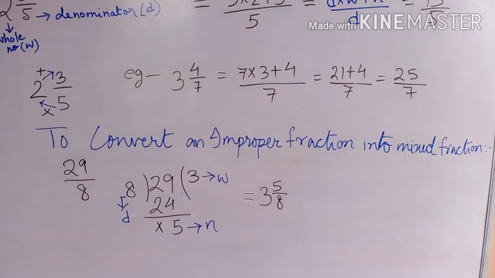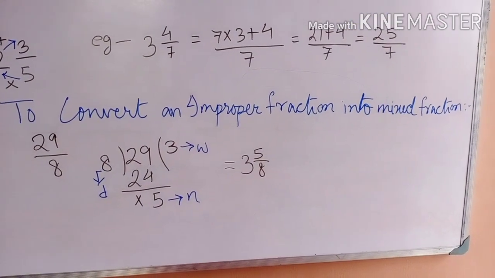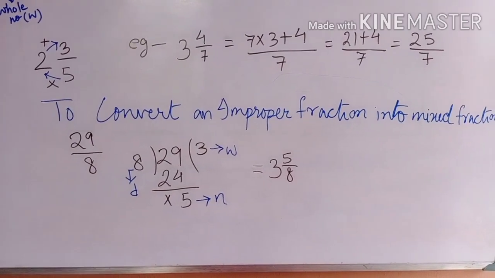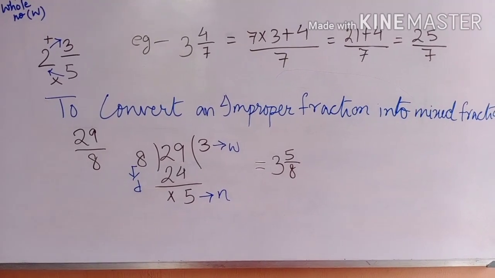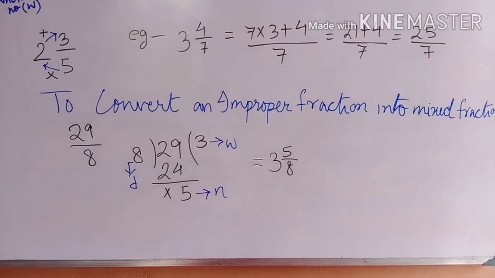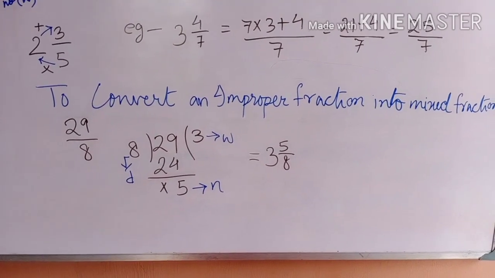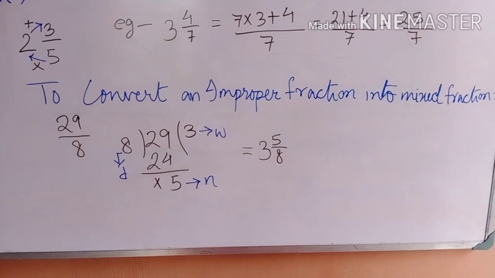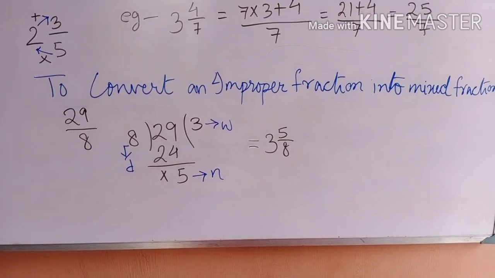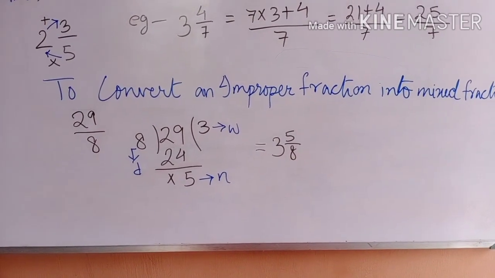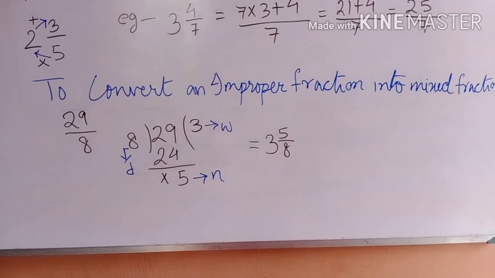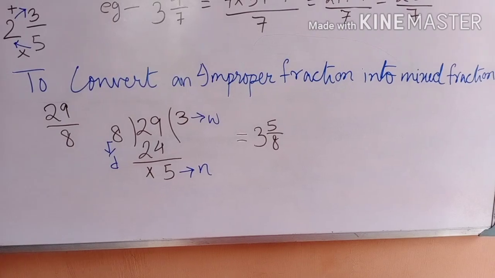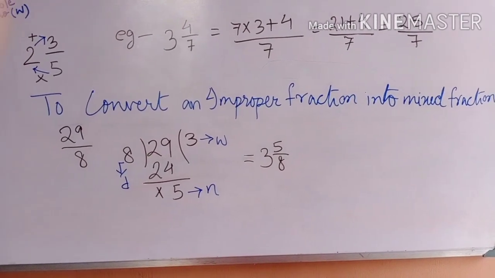The next topic is to convert an improper fraction into a mixed fraction. Here the example which we will do is 29 by 8. So that means 29 will be divided by 8. 8 3s are 24, and what is our remainder? Our remainder is 5. So how will you write it? 3 5 by 8. The quotient becomes the whole number, the remainder becomes the numerator, and the divisor, denoted by d, becomes the denominator. Will you remember this? The quotient becomes the whole number, the remainder becomes the numerator, and the divisor becomes the denominator.